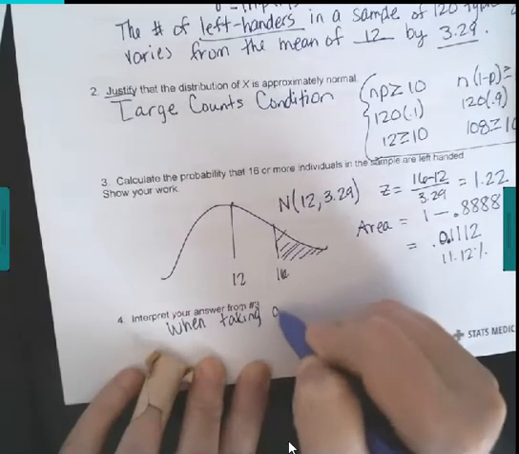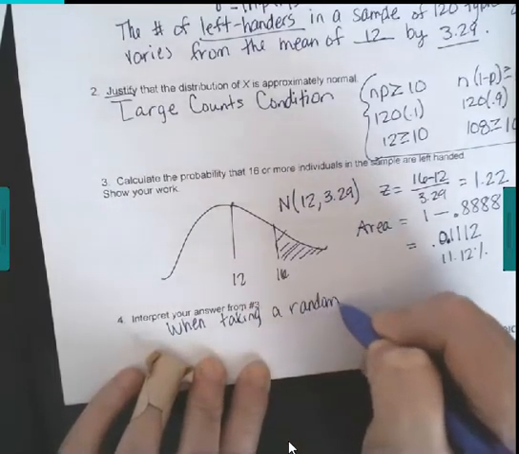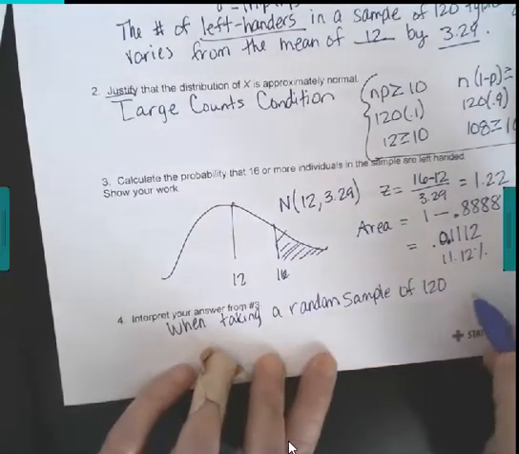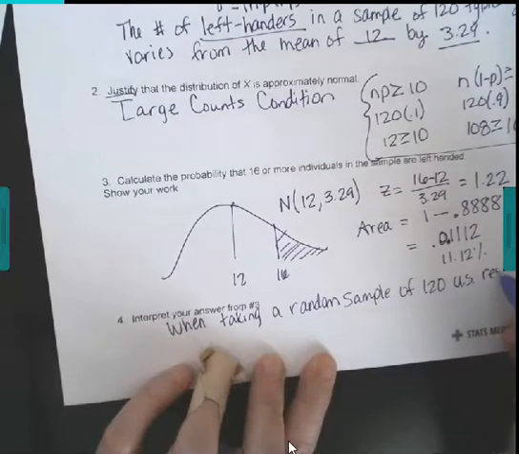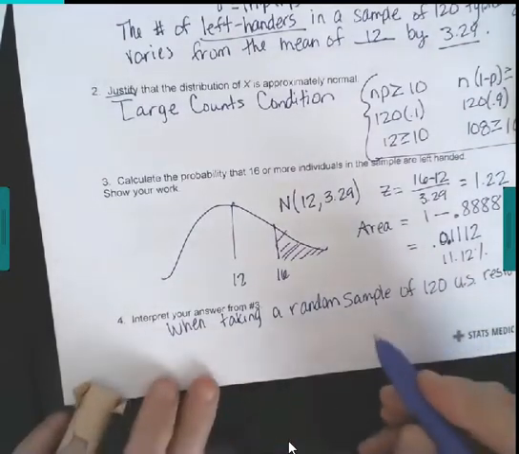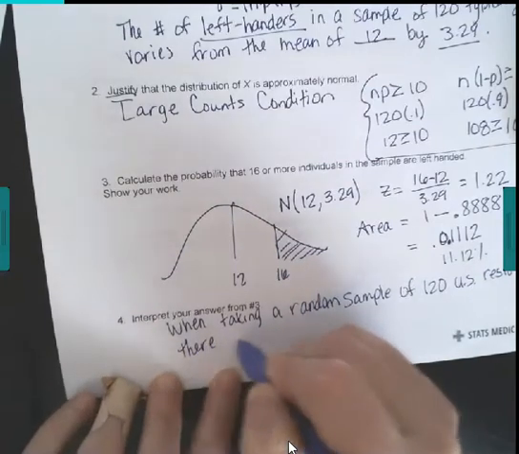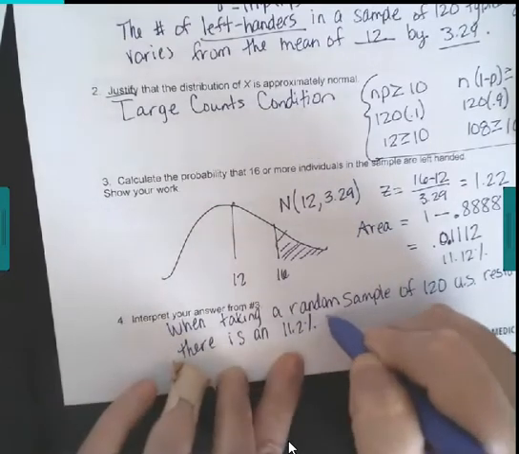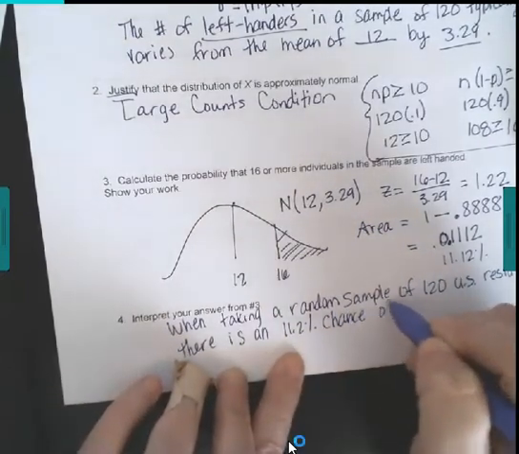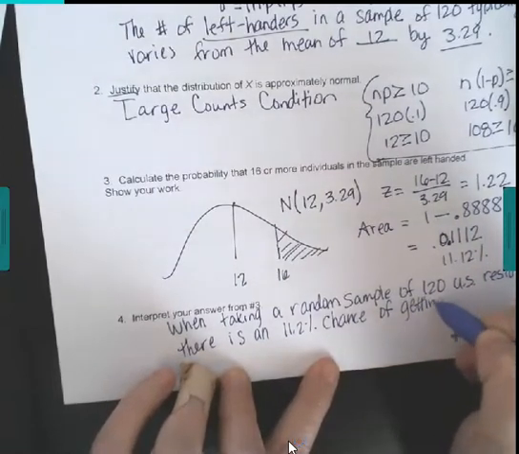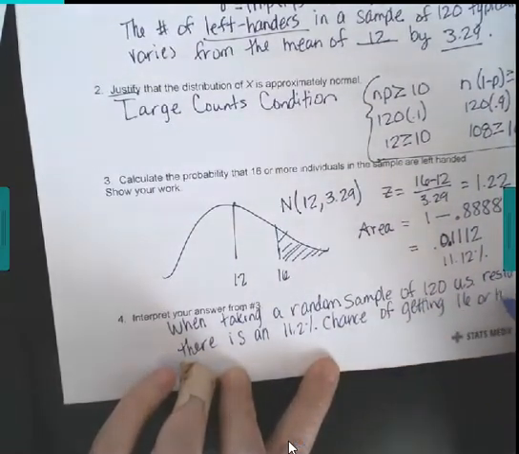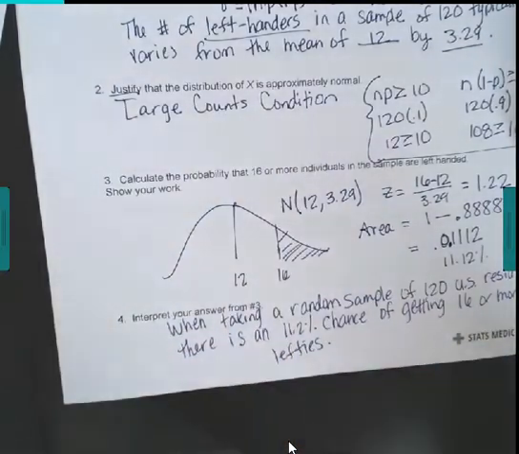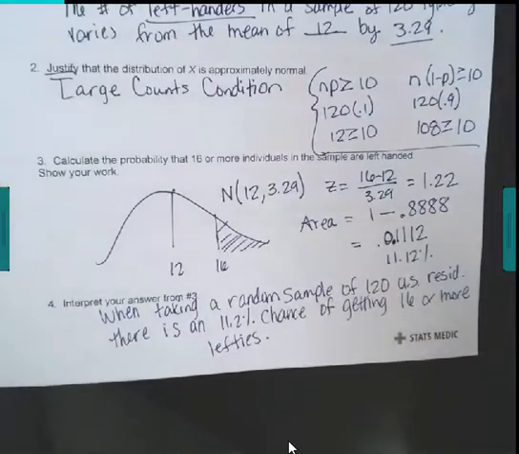So interpret your answer from number 3. When taking a random sample of 120 U.S. residents, there is an 11.2% chance of getting 16 or more lefties.